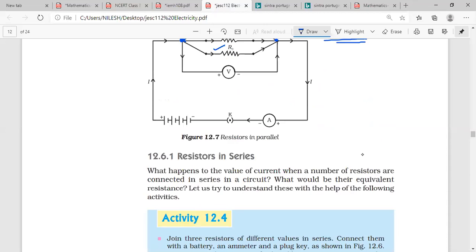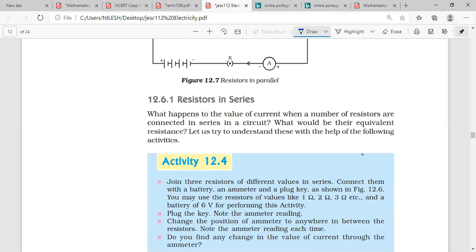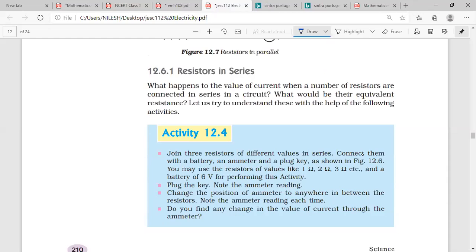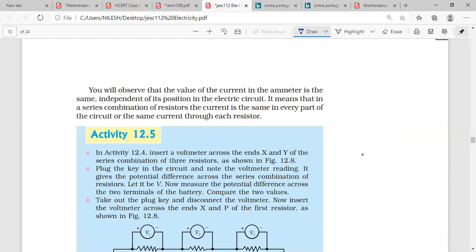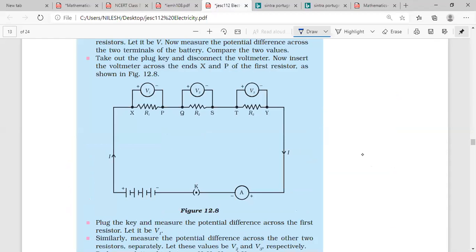Now, resistance in series. What happens to the value of current when a number of resistors are connected in series in a circuit? What would be their equivalent resistance? Let us understand the activity. Now you see what activity we are going to do.